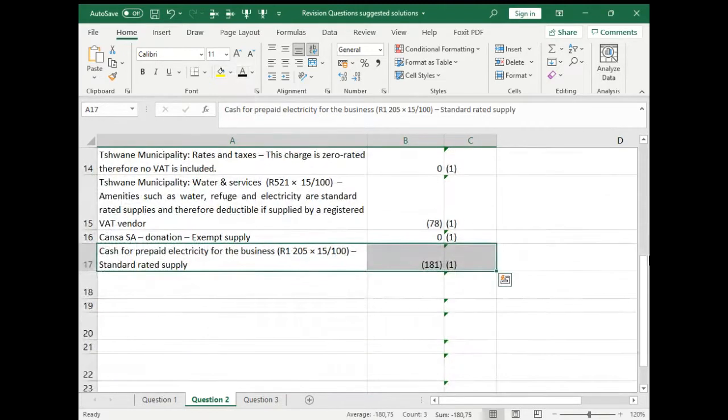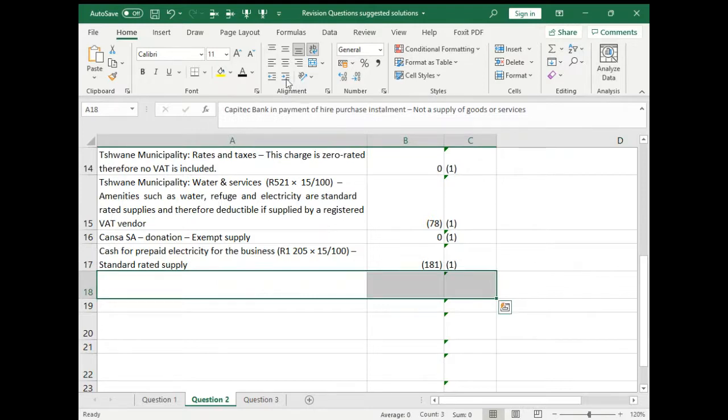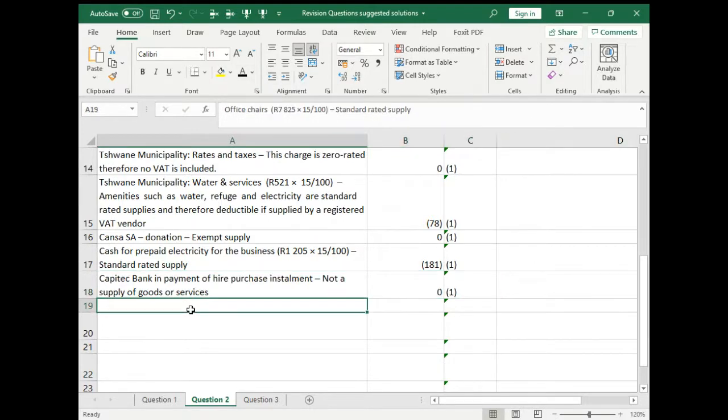Okay, so the first one is the cash for the prepaid electricity. You would be able to claim the input VAT because we do the earlier of the invoice or payment date. Now in this scenario, it would be payment date. For the hire purchase or the capital, the payment for the hire purchase is not a supply of goods and services. Okay, when you, however, get the physical goods, then you would raise the VAT for that.